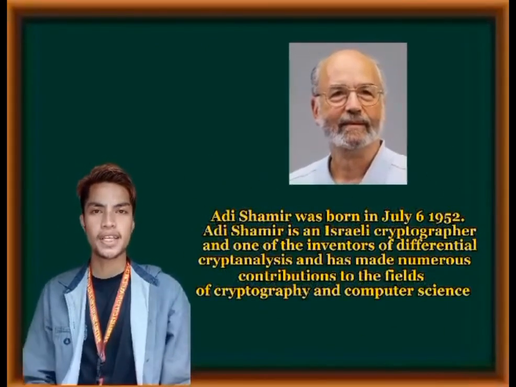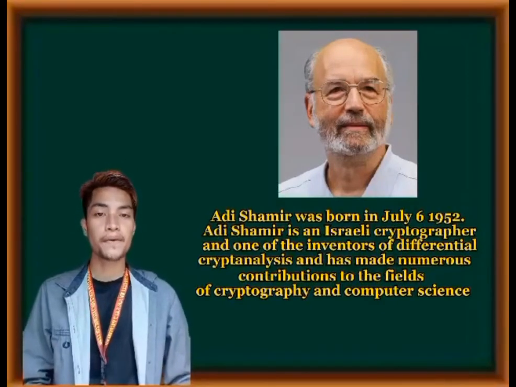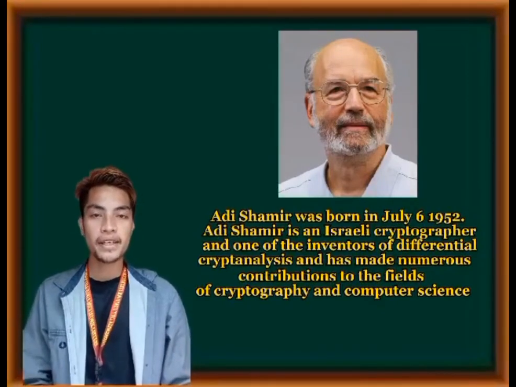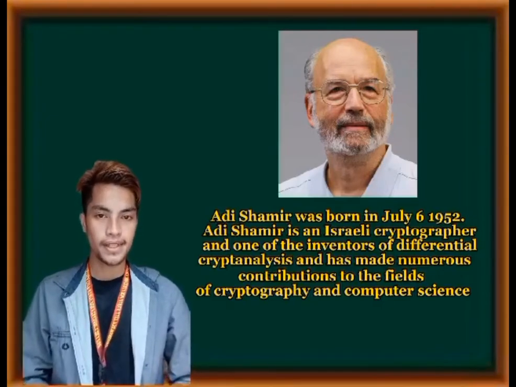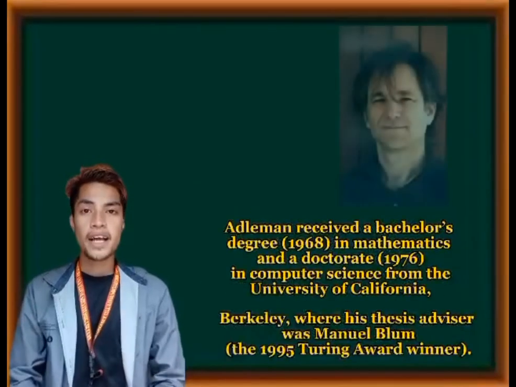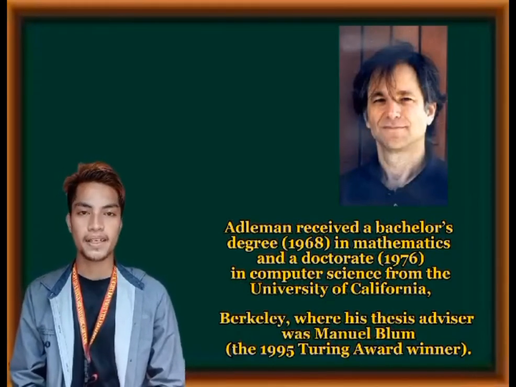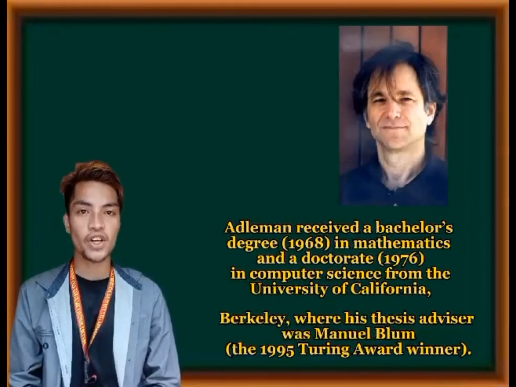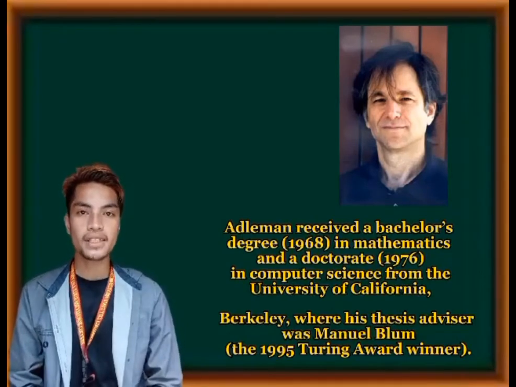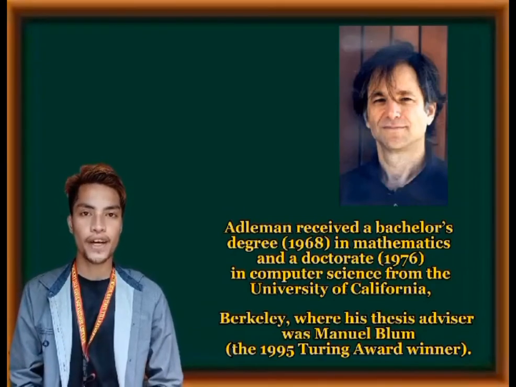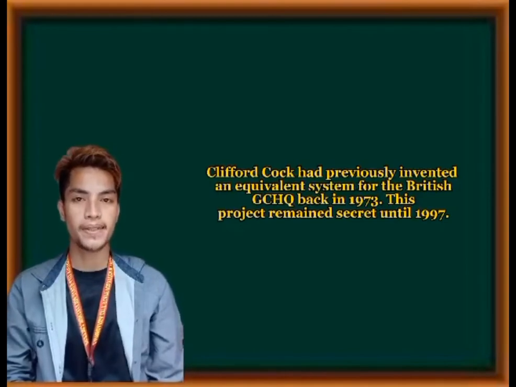Adi Shamir was born on July 6, 1952. Adi Shamir is an Israeli cryptographer, one of the inventors of differential cryptanalysis, and has made numerous contributions to the fields of cryptography and computer science. Last is Adleman. Adleman received a bachelor's degree in 1968 in mathematics and a doctorate in 1976 in computer science from the University of California, Berkeley, where his thesis advisor was Manuel Blum, the 1995 Turing Award winner. And that is how the three mathematicians named RSA code.